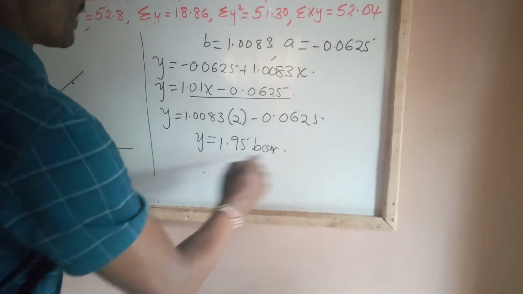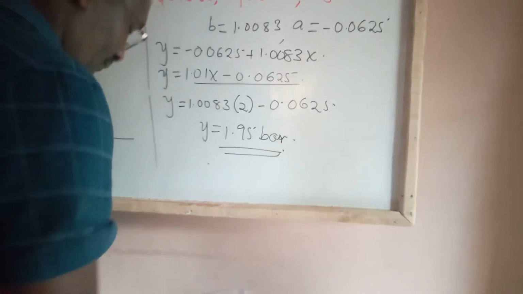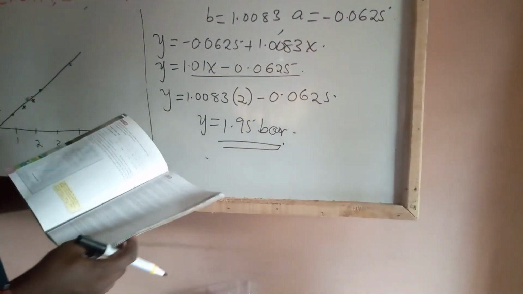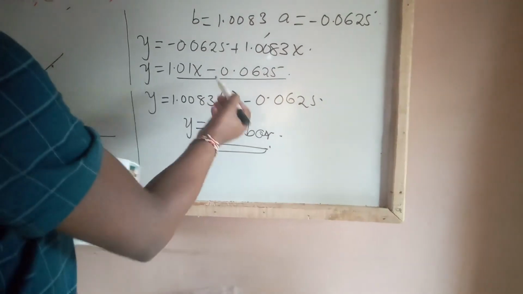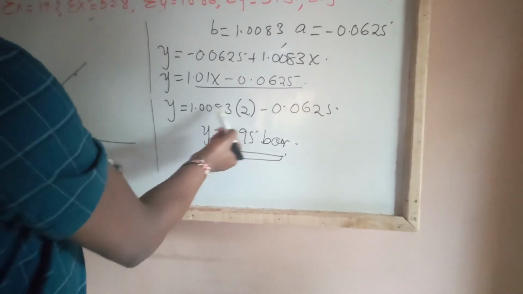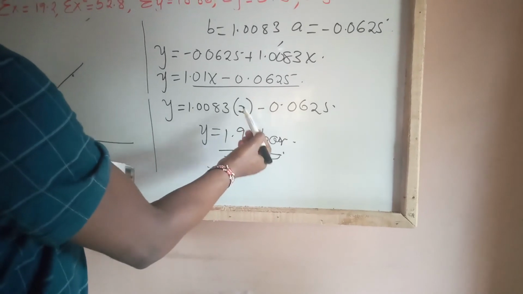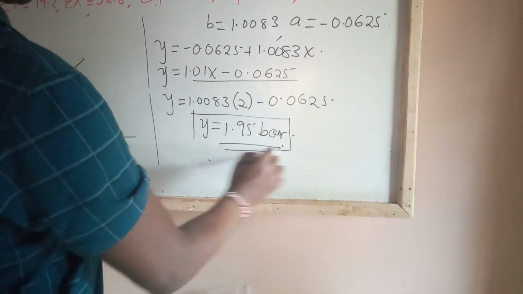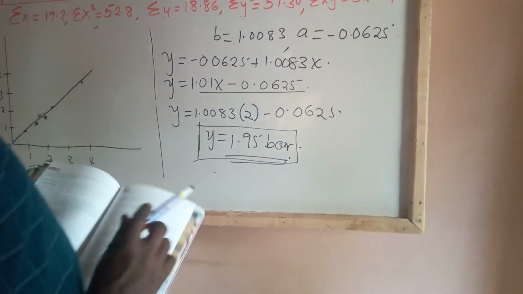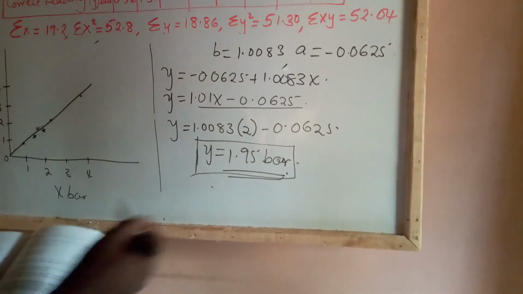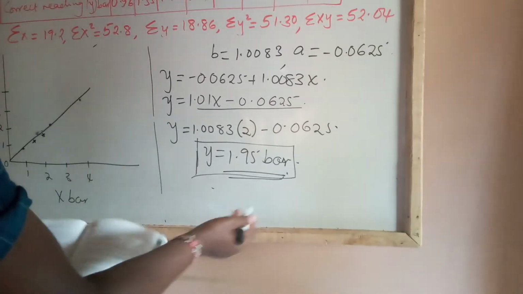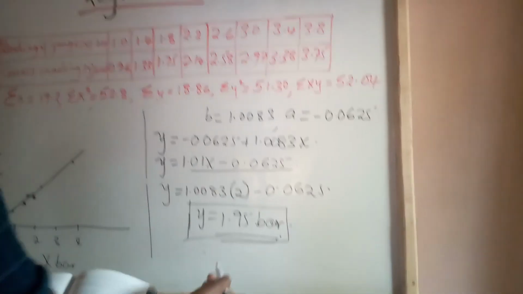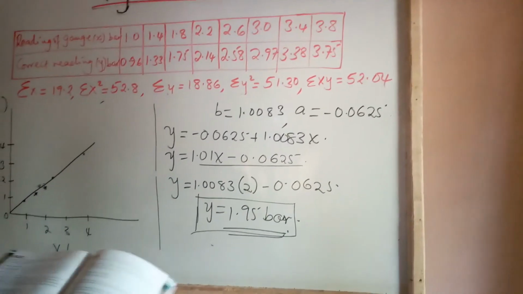You can confirm that. The reason you should not use a rounded figure when substituting 2 in this equation is that the answer you get in the end is going to incur a bigger error. So the final answer, the correct reading when the gauge shows 2 bar, is 1.95.